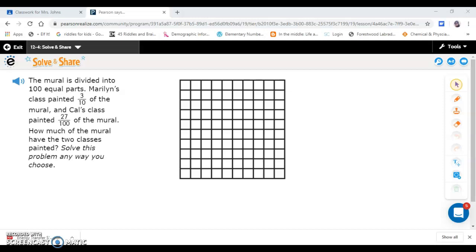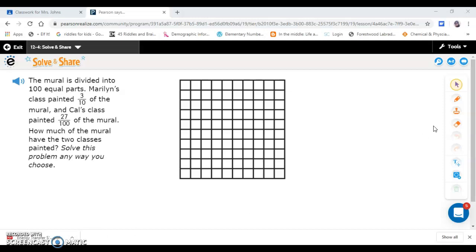All right, we're going to start with the solve and share. It says the mural is divided into 100 equal parts. Marilyn's class painted 3/10 of the mural, and Cal's class painted 27/100 of the mural. How much of the mural have the two classes painted? Solve this problem any way you choose. All right, so take a minute and try and solve this problem.